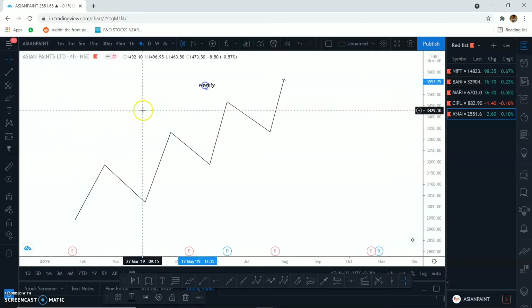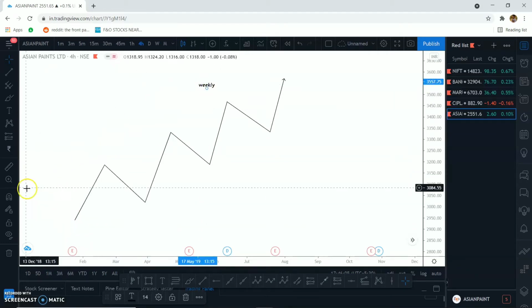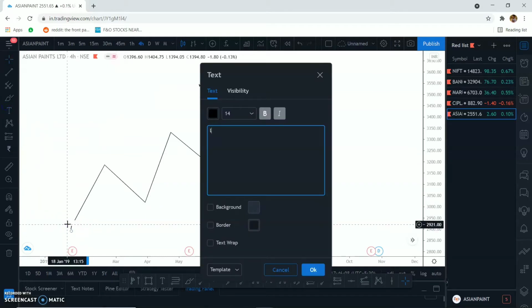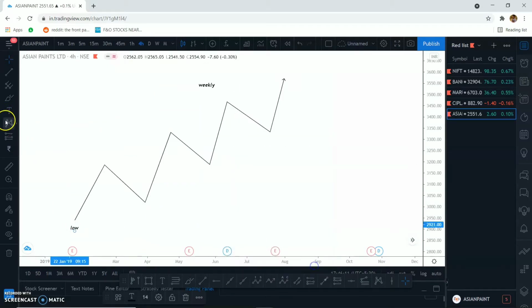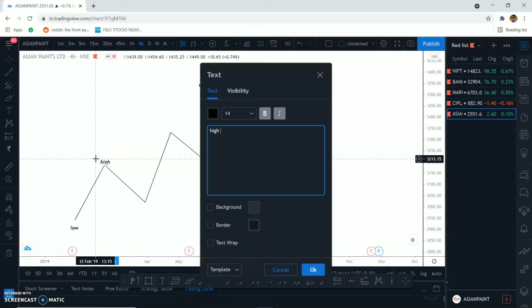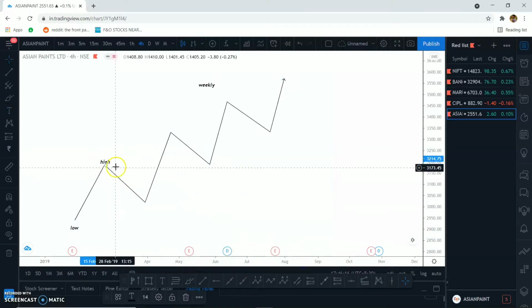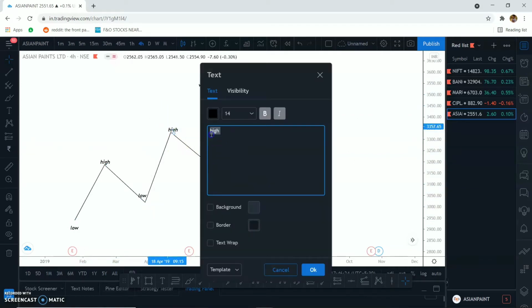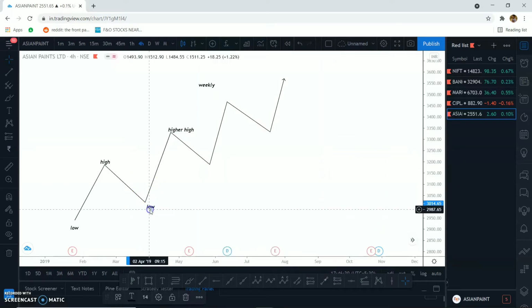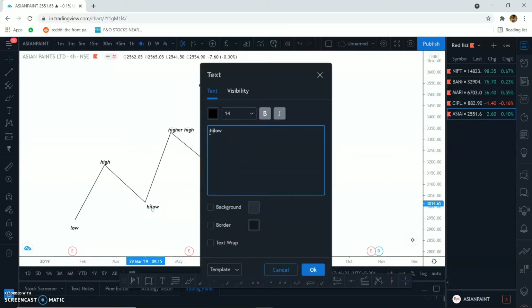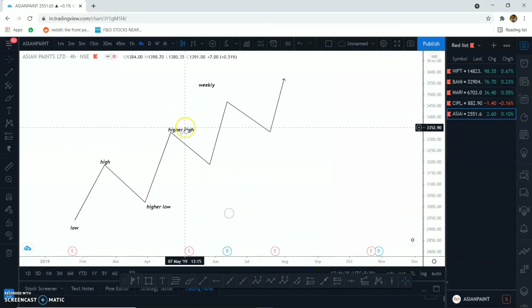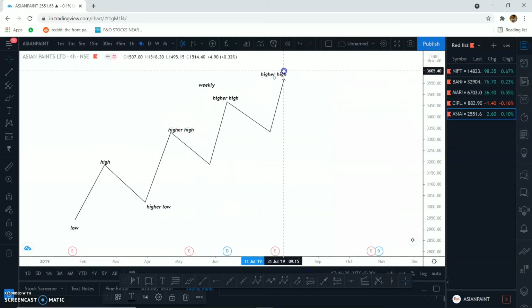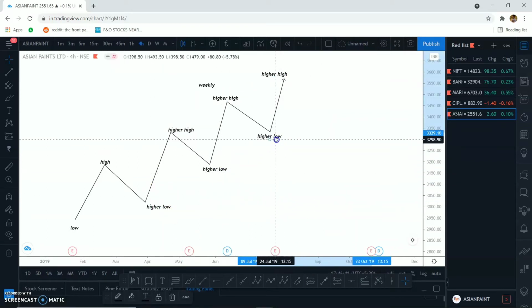Okay, so let's say this is a weekly time frame structure, and we have this as the low. I don't really have to mark it for you, right? This is the high, then we have the higher low and the higher high again, right? So it's HH, higher high, and higher low. And the same thing, the price goes higher, the price goes higher here, the price goes higher here as well.